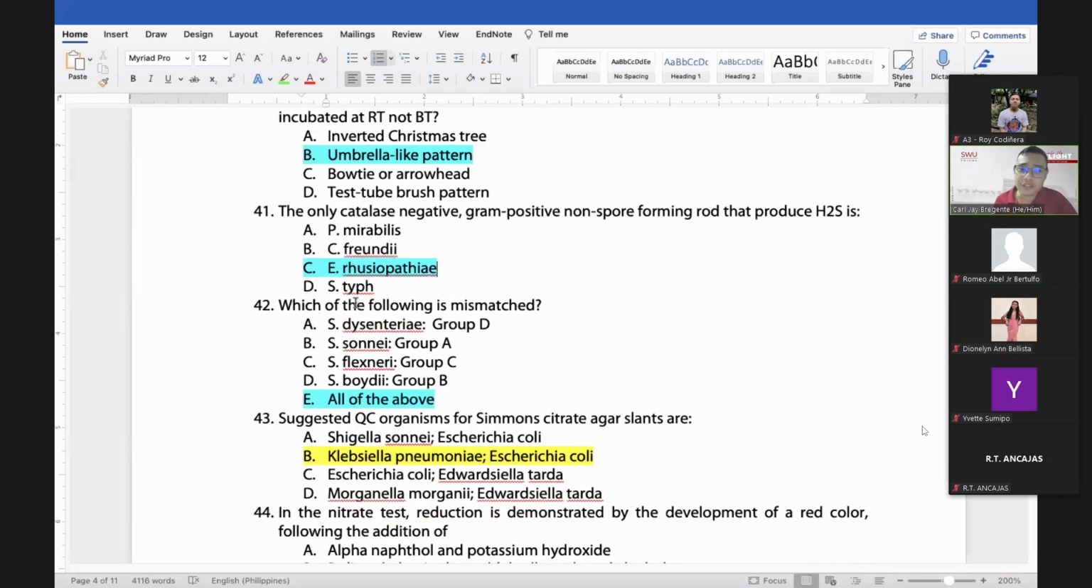So this one, which of the following is mismatched? So all of them class are mismatched. So recall, sino yung group A, sino yung group B, sino yung group C, at saka sino yung group E. I think most of you got the correct answer for this.